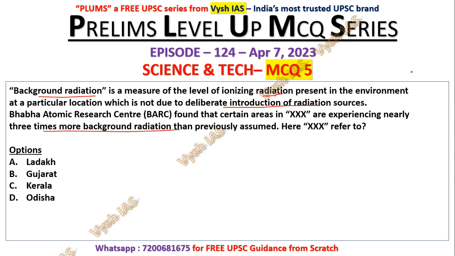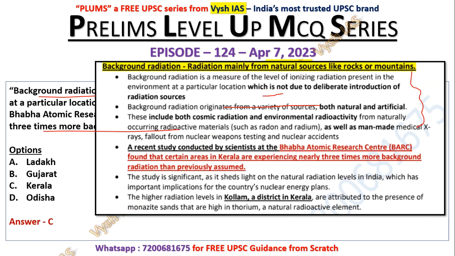So here we are teaching you a topic itself in the question. So here the answer is Kerala. Okay, so you could have guessed it also, because in Kerala we have something called the monazite sand, where thorium deposits are there. So without anybody introducing anything, there are already such things there which can cause radiations.